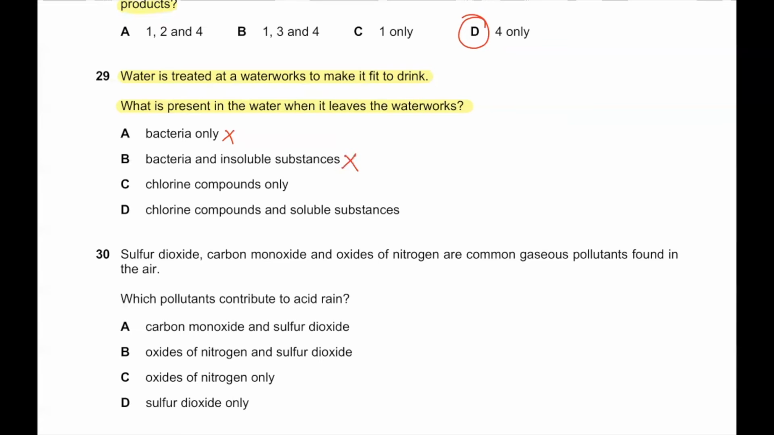Chlorine compounds only, chlorine compounds and soluble substances. Obviously, there will be chlorine, but not chlorine compounds only. There will be many more dissolved, soluble minerals that are naturally available in water. So those are going to be present in the water as well. So question number 29, D is the correct answer.